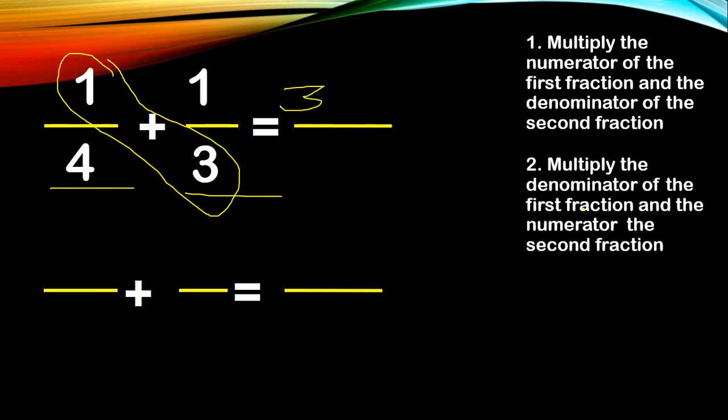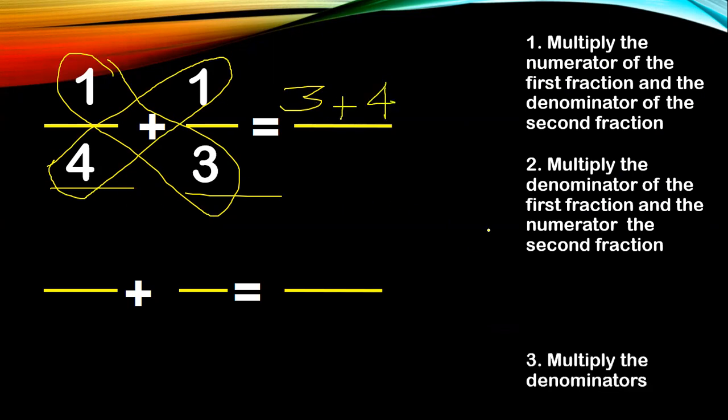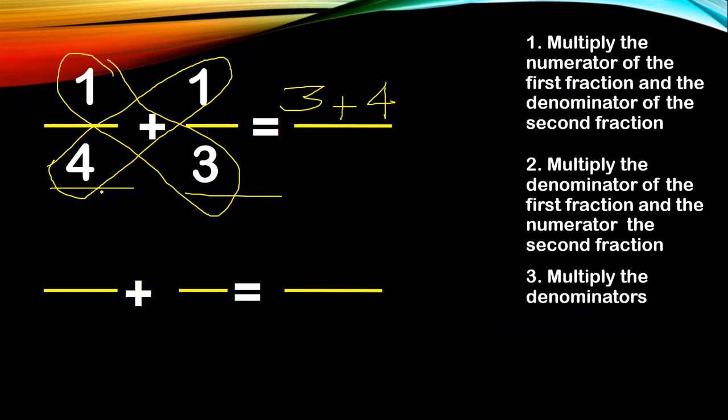And then second, you have to multiply the denominator of the first fraction and the numerator of the second fraction. So that is 4 times 1 and that is 4. And then copy the operation, that is addition. And then third, you have to multiply the denominators. So the denominators are 4 and 3. So that is 4 times 3 and that is 12.